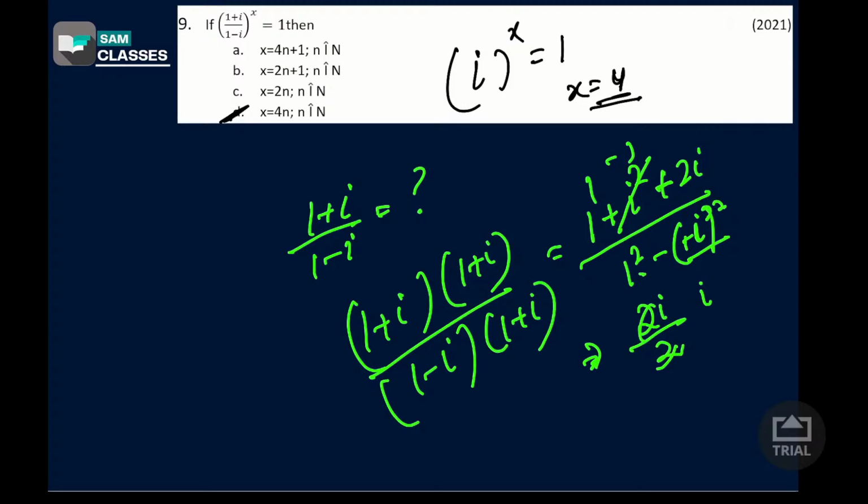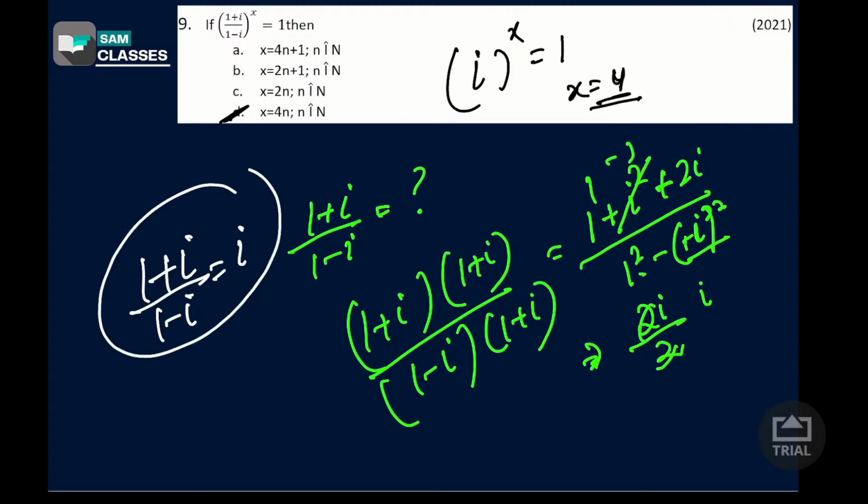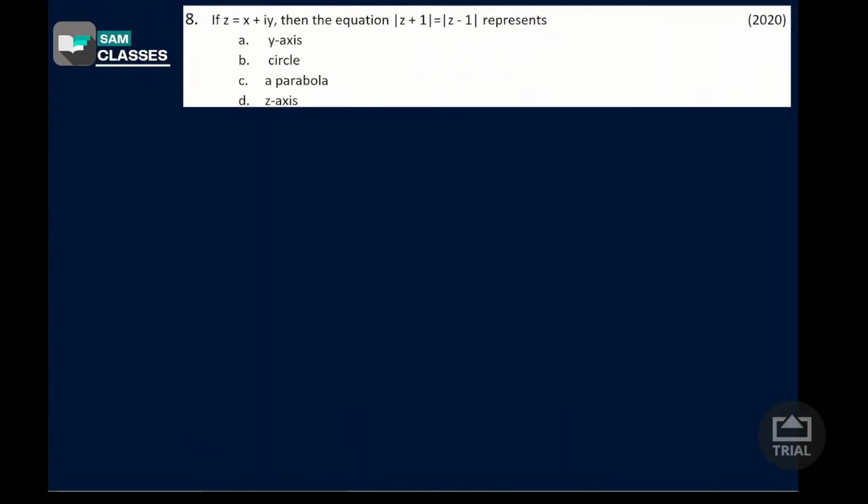So you can keep in mind this kind of question will keep repeating. Wherever we have 1 plus i by 1 minus i, that is equal to i. Clear? Chalo. Very simple, very easy. Next question.